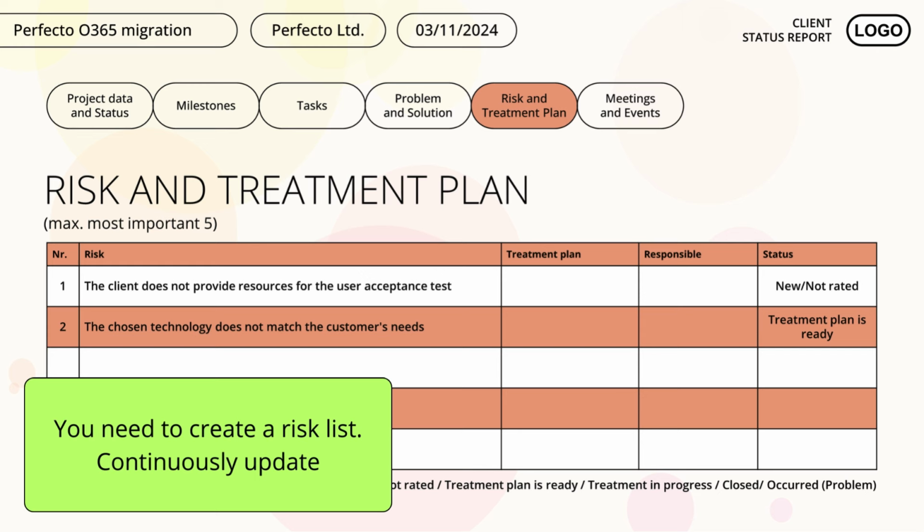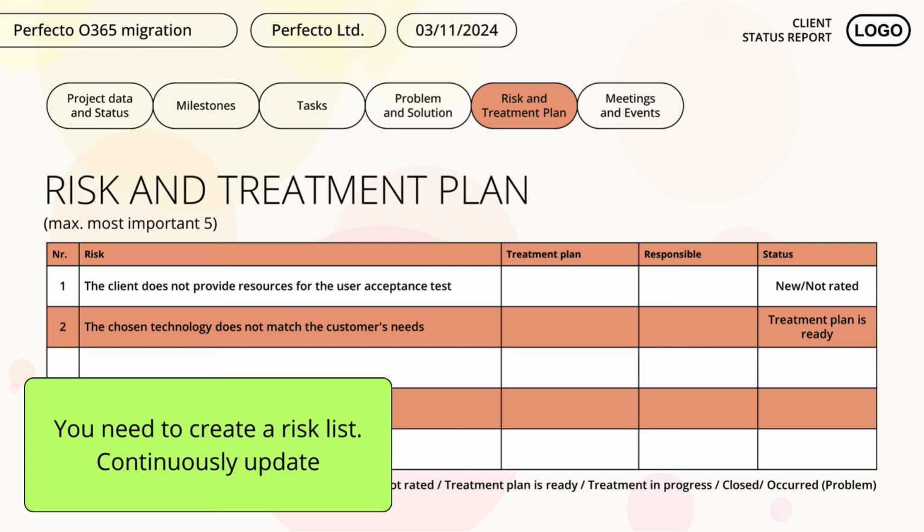On this slide, we should include the 5 risks with the currently highest risk values. Similar to the problems, we should briefly describe the mitigation plan, the name of the person responsible for the mitigation, and the status for each risk.